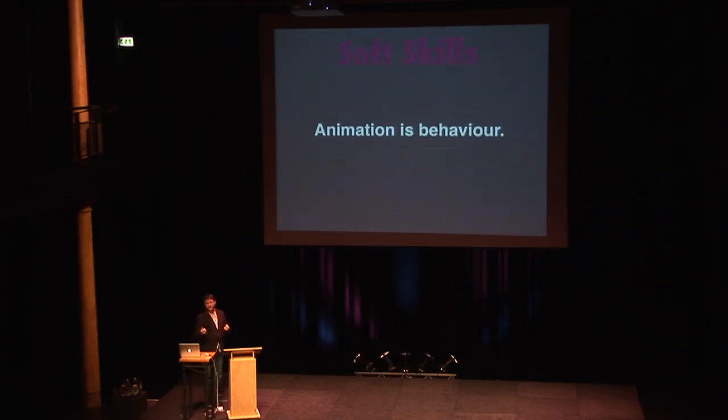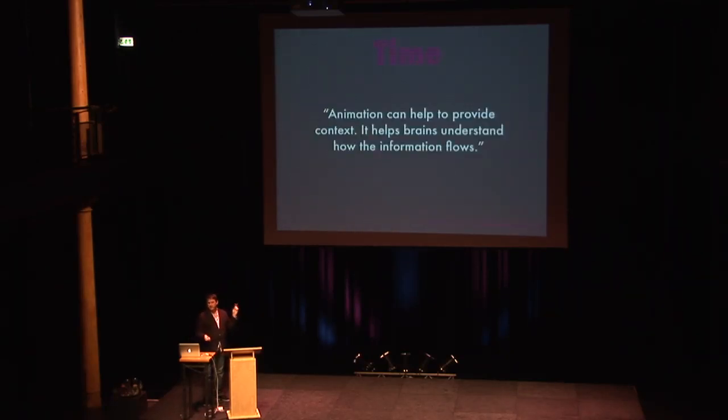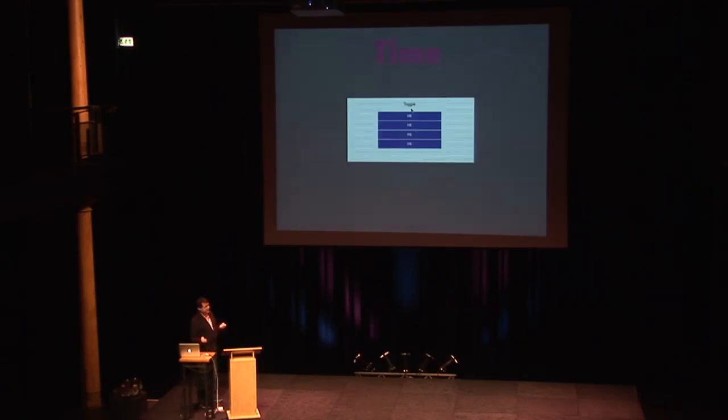A couple of good articles I've read recently. One of them talked about using animation to provide an element of time in what you're doing. This is a good quote: animation can help to provide context. So it helps brains understand how information flows. And he gives this nice example of a little thing that he's built. When you insert something new into a long list like this, instead of just pushing it in there, use a little bit of anticipation, open up something first and show what's going to happen, then the person is aware that something's going to happen in that space. It's just a case of using it in a very smart way to prime people that something's going to happen here.